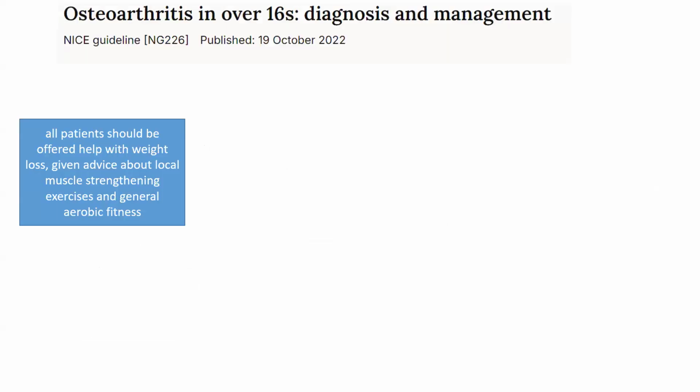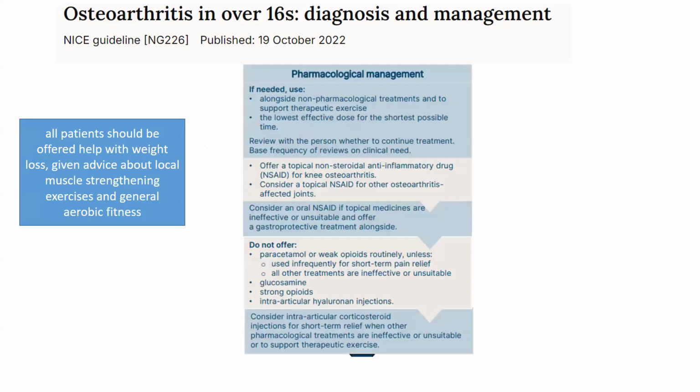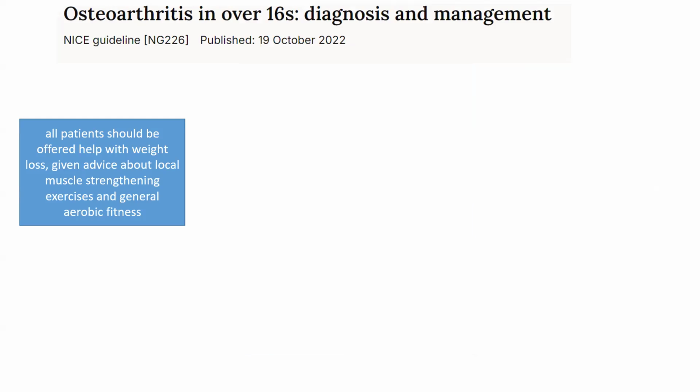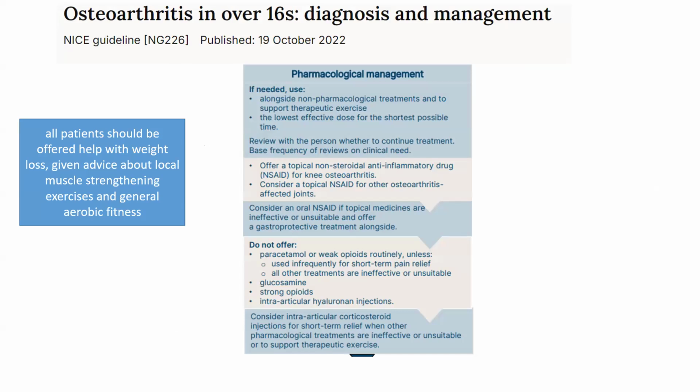This comes from guidelines which were published by NICE in October 2022, covering osteoarthritis in patients over 16 years of age, looking at the diagnosis and management. So all patients should be offered help with weight loss, given advice about local muscle strengthening exercises and general aerobic fitness. If we look at the step-by-step therapy, alongside non-pharmacological treatments, aid for exercise and aid for weight loss, offer a topical non-steroidal anti-inflammatory drug or a topical NSAID, which is the topical ibuprofen in this option, and that would be the first choice.